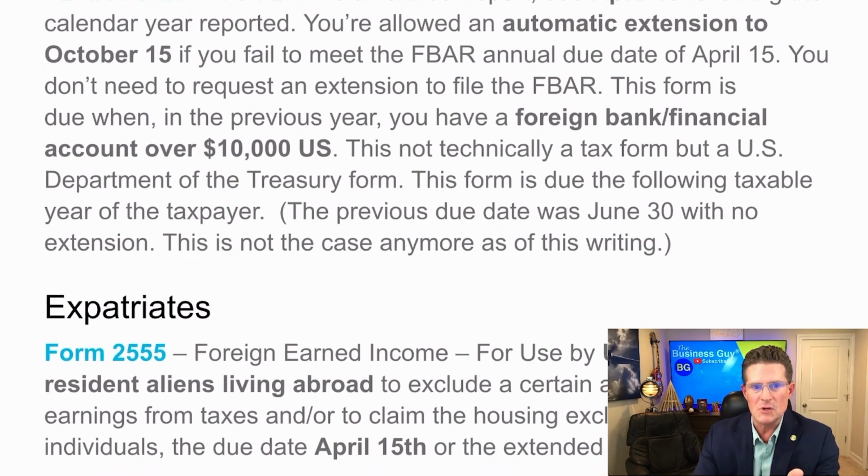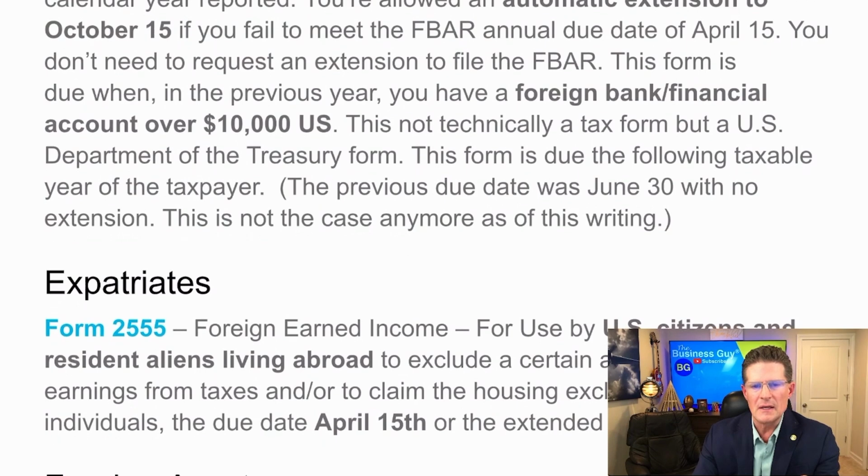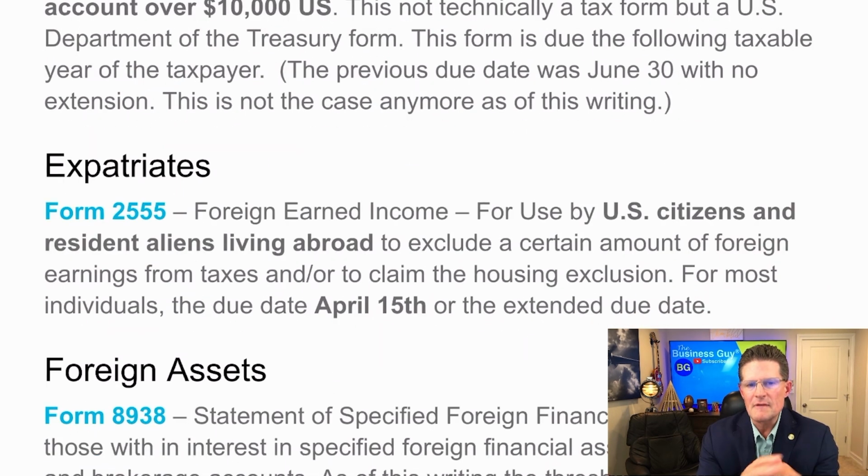So the form is due when in the previous year you have a foreign bank or financial account over $10,000. And this is if you have it in your personal name or if it's in a company name, you need to file this form, even if it's in a trust name. So this is technically not a tax form, but a U.S. Department of Treasury form, and this form is due following the taxable year of the taxpayer. Now, I believe this form was due previously on June 30th with no extension possible, and this is not the case anymore as of this video.